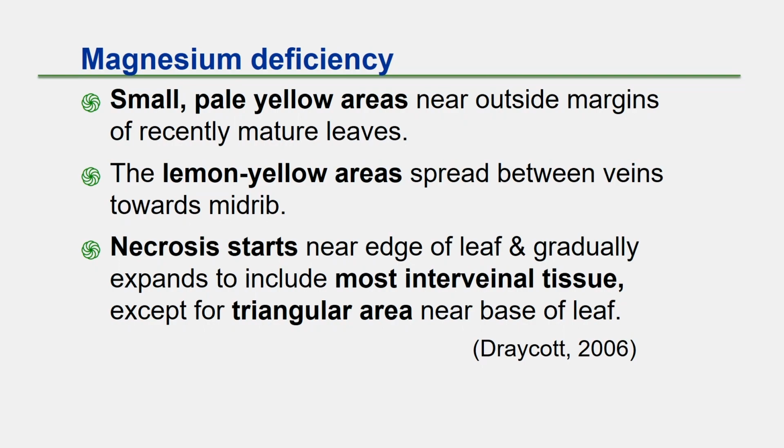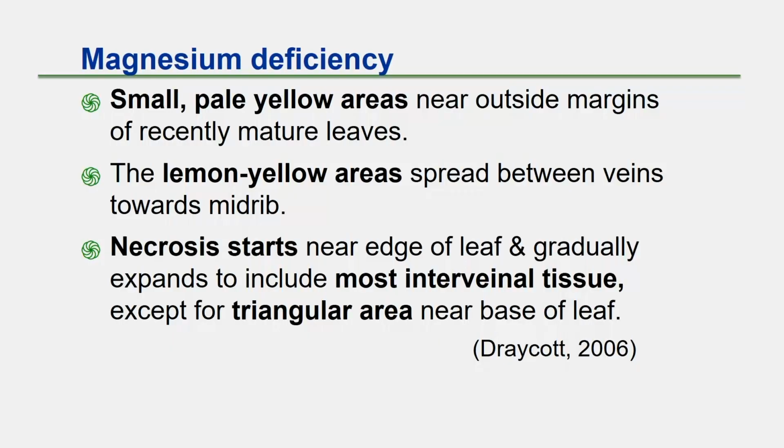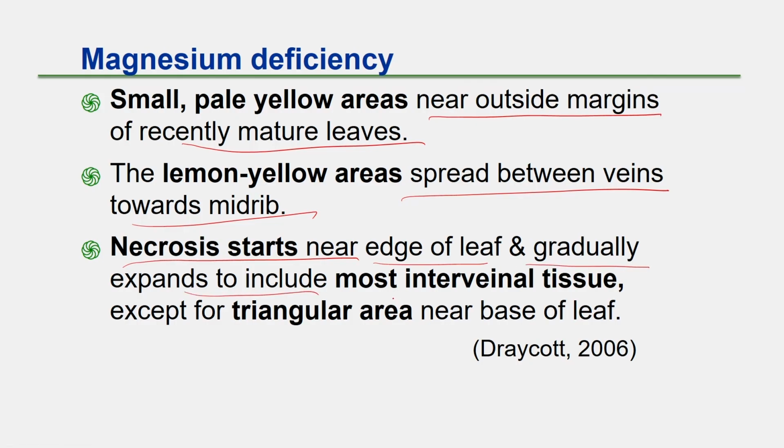Now magnesium deficiency. Many of you might know that magnesium is a constituent of chlorophyll. It is part of chlorophyll besides nitrogen, carbon, hydrogen, etc. So it is very important for the synthesis of chlorophyll. Small pale yellow areas appear near the outside margins of recently matured leaves. The lemon yellow areas spread between veins towards the midrib, and necrosis starts near the edge of the leaf and gradually expands to include most interveinal tissues except for a triangular area near the base of the leaf.